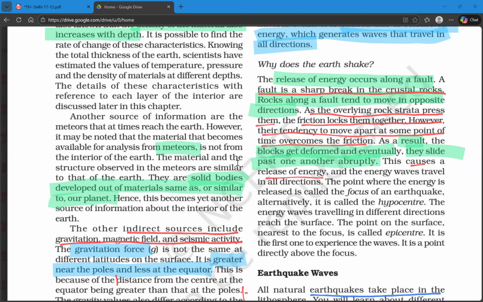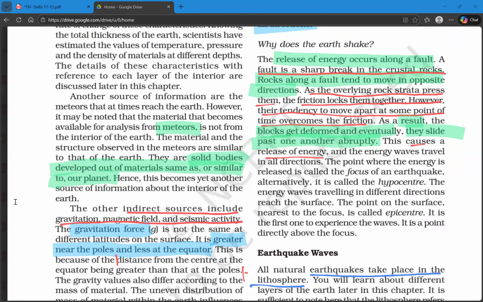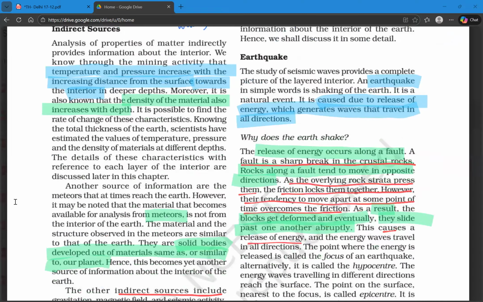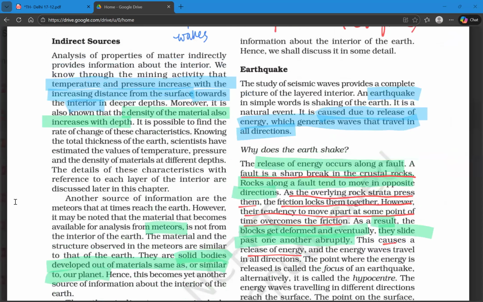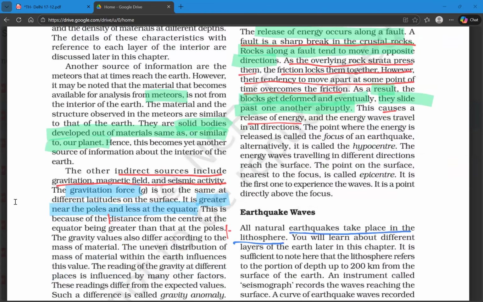Meteors are solid bodies developed out of materials same as or similar to our planet. Hence, this becomes yet another source of information about the interior of the earth. So what are the two indirect sources we have learned? That is properties of matter, which indirectly provides information about the interior, and the second one is meteors. The other indirect sources include gravitation, magnetic field, and seismic activity.